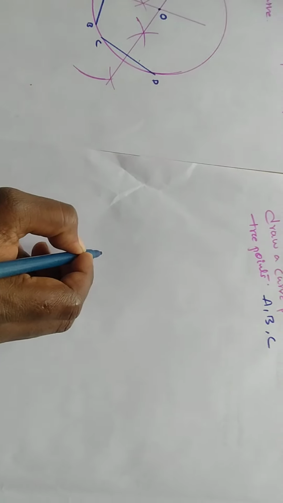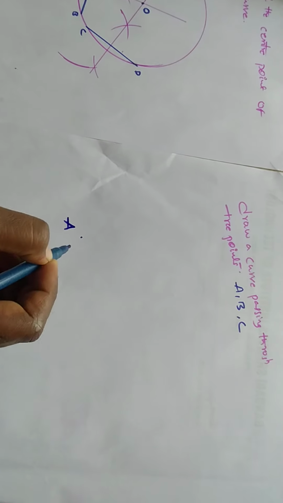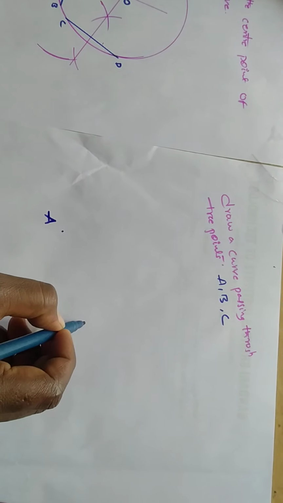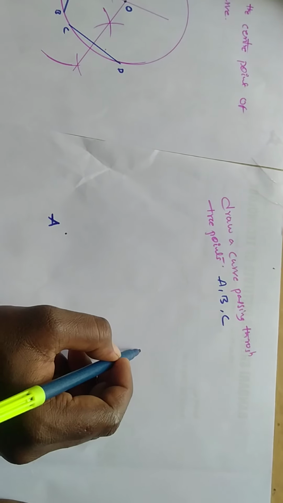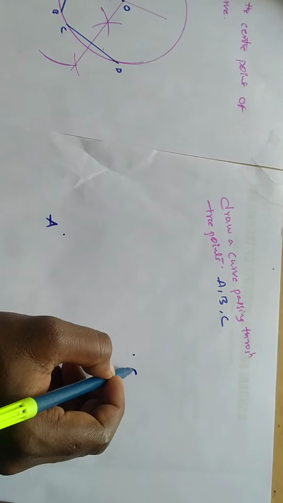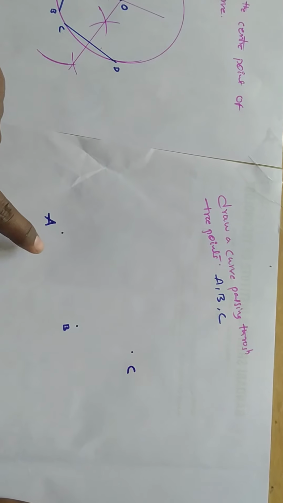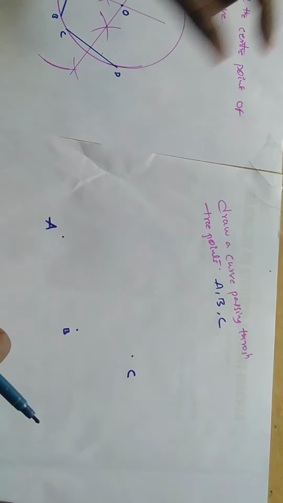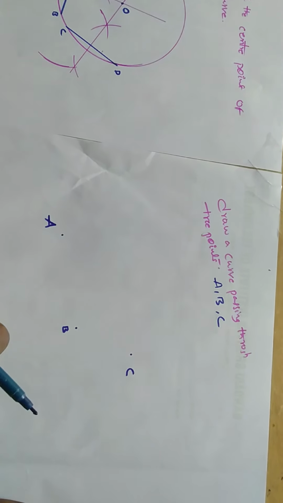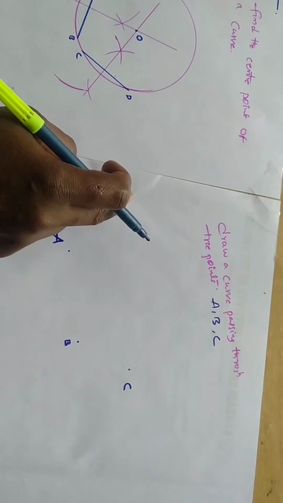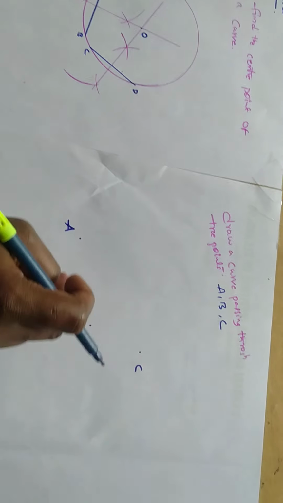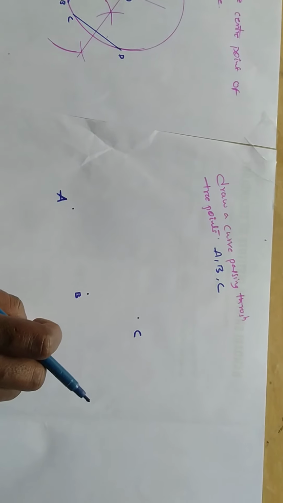Next, represent A, B and C. This is point A, the next point B, and the next point C. These A, B and C are 3 irregular points. You have to draw a curve passing through these 3 points.